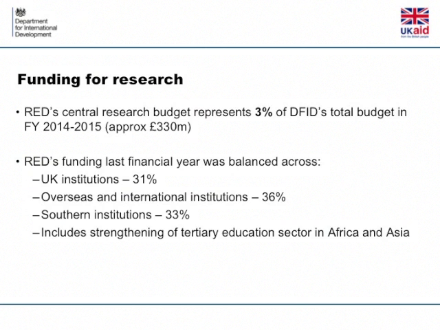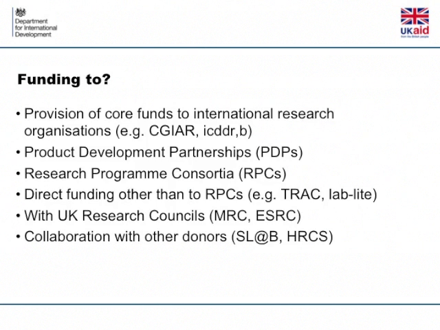And some of the work involved in this is strengthening tertiary education sectors in Africa and Asia directly. Funding goes to a range of different organisations. We might provide core funding to international research organisations, for instance, the CG, which are the Consultative Group on International Agricultural Research. ICDDRB, the International Centre for Diarrhoea Disease Research in Bangladesh, is another example. We might give core funding to product development partnerships who are developing new health technologies, or the research programme consortia, such as the ones involved in this call today.